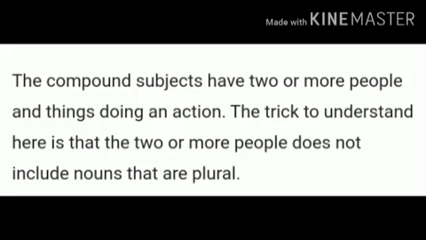Compound subjects have two or more people or things doing an action. The trick to understand here is that the two or more people does not include nouns that are plural. So keep this trick in mind. I repeat the trick. The trick to understand here is that the two or more people does not include nouns that are plural.